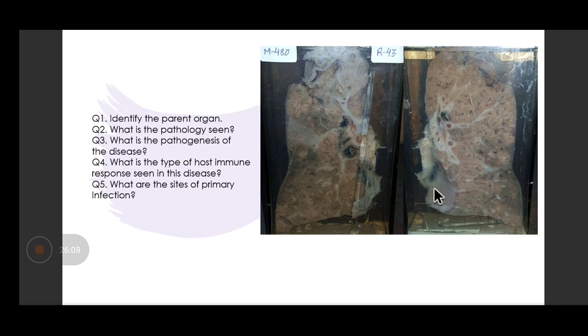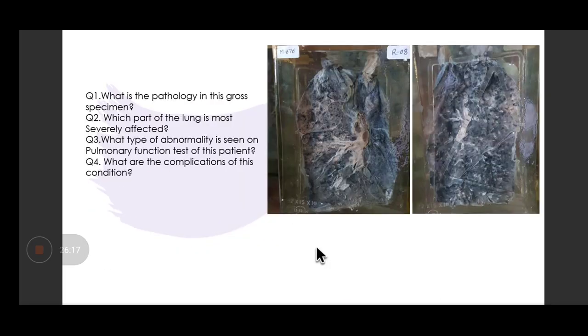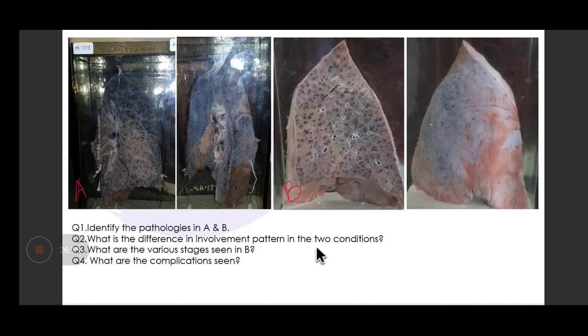The slide having four pictures is that of lobar and lobular pneumonia. So your A is your lobar pneumonia and B is your lobular pneumonia.